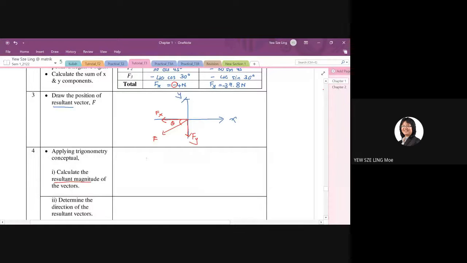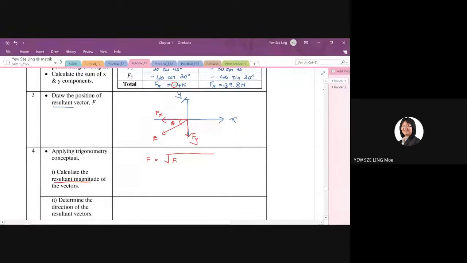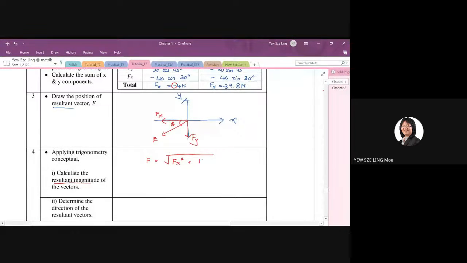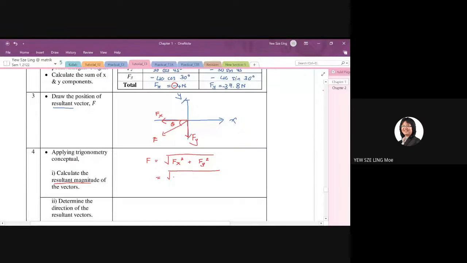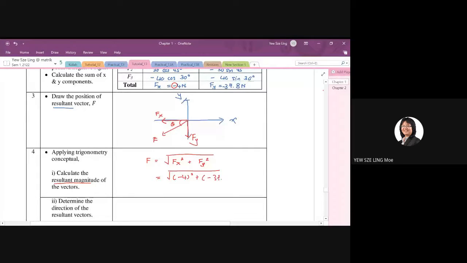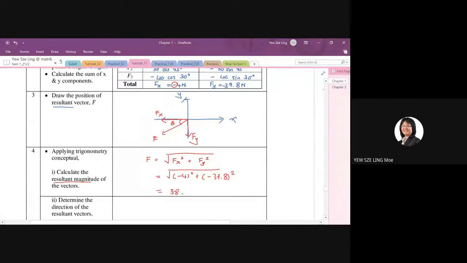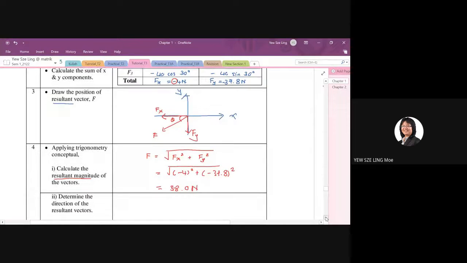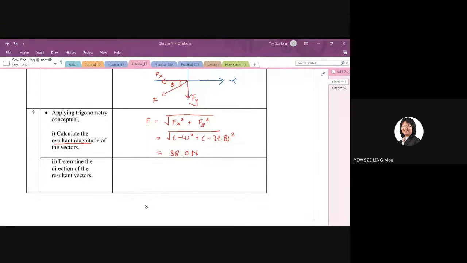So the resultant magnitude F is just equal to the square root of Fx squared plus Fy squared, which is equal to the square root of negative 4 squared plus negative 37.8 squared. And the final answer is 38.0 Newton. Remember to include the unit. Without unit, it's considered as wrong.